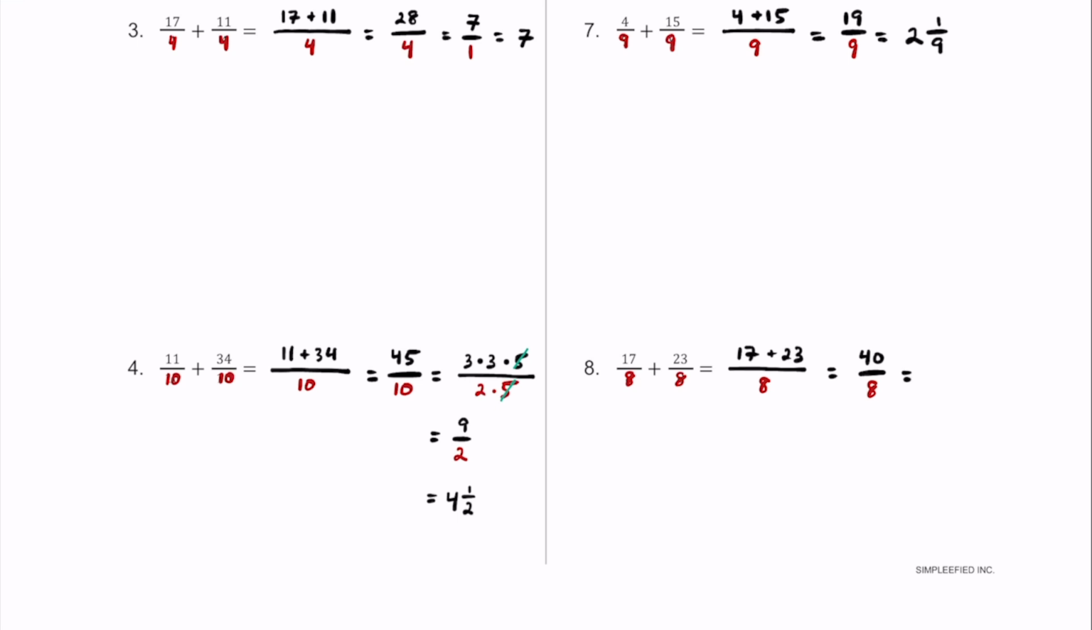So we can also say this is going to be 5 over 1 if we divide them both by 8. And we can say that this actually comes out to just being a whole number of 5.